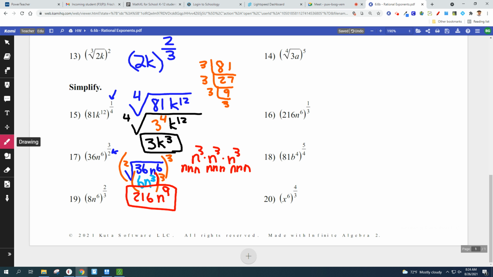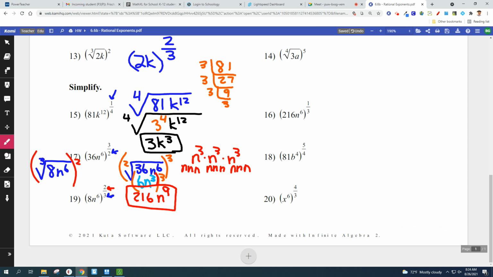All right, last one. Don't have a whole lot of room, so I'm going to have to use my space. I don't know, be creative about that. I see a denominator 3, so I know it's a 3rd root of 8n to the 6th. But then the numerator 2 means that the whole thing is going to be squared.